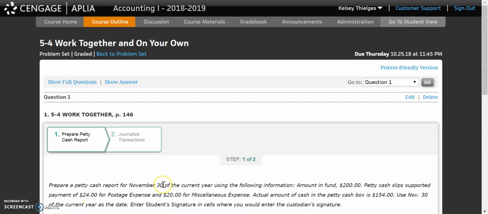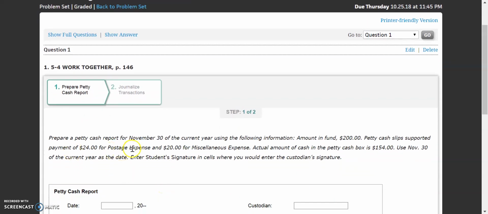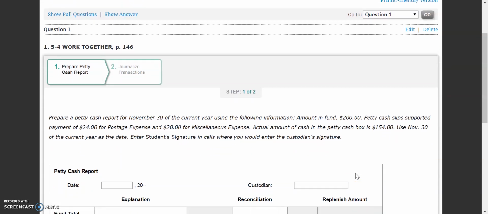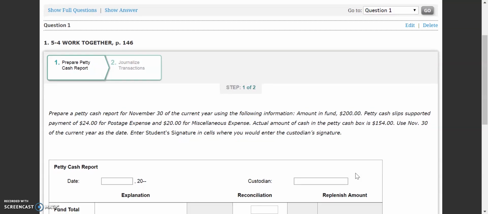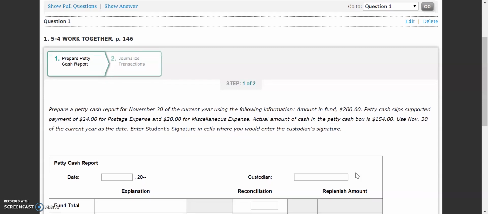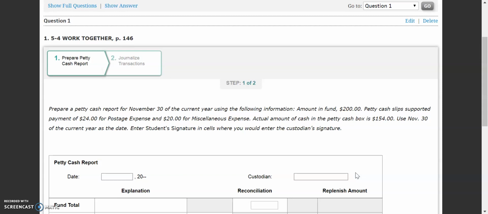So it says, please do a petty cash report for November 30th of the current year using the following information. The amount in the fund is $200. The petty cash slips supported payment of $24 for postage expense, $20 for miscellaneous expense. The actual amount of cash in the petty cash box is $154. We're going to use November 30th of the current year as the date, and we're going to enter the student signature in the cells where we would have the custodian signature.